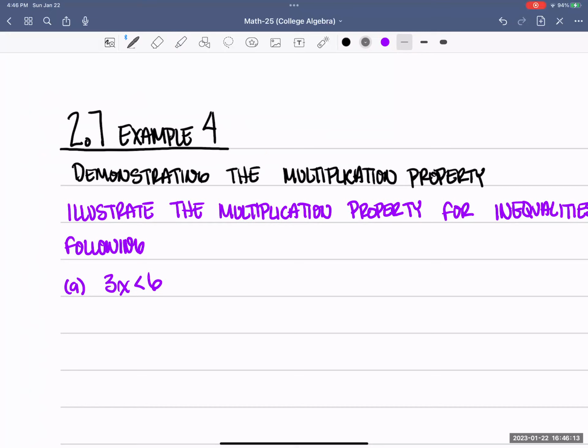So here, to get x by itself, we're going to have to divide by 3. So divide both sides by 3. And here we're not dividing or multiplying by a negative number, so the sign is going to remain the same. X is less than 2. And that's it there. Nothing too crazy.